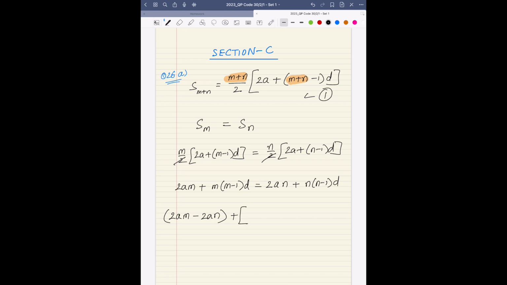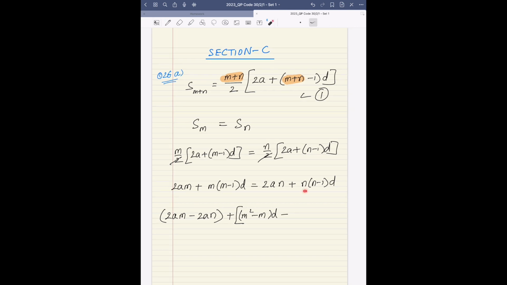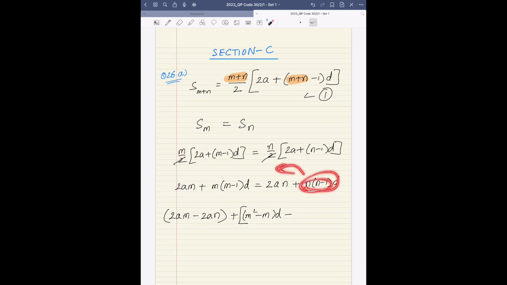And I'll put a big bracket. I'm going to open this. So what do I get? I'll get m square minus m d minus, now I'm moving it to the left side. At the same time I'll open this, right, because I've already taken care of this plus with a minus on the left hand side. So I'll get n square minus n, bracket will remain intact, d is equal to 0. Since I have moved everything on the left hand side, there's nothing on the right hand side, so don't keep it blank, it becomes 0.